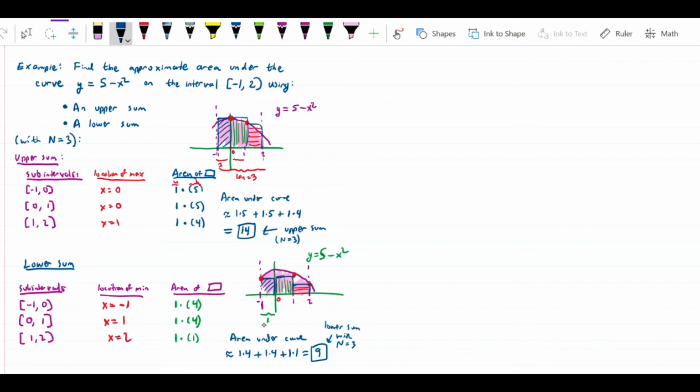But this is just an example of how to find an upper and a lower sum in a situation where it doesn't uniformly come out to the right or left endpoint for every single subinterval. As you can see here, in the first example with the upper sum, it was the right endpoint of the first subinterval, the left endpoint of the second and third subintervals. For the lower sum, it came out to the left endpoint of the first subinterval and the right endpoint of the second and third subintervals. So that's the upper and lower sum example.